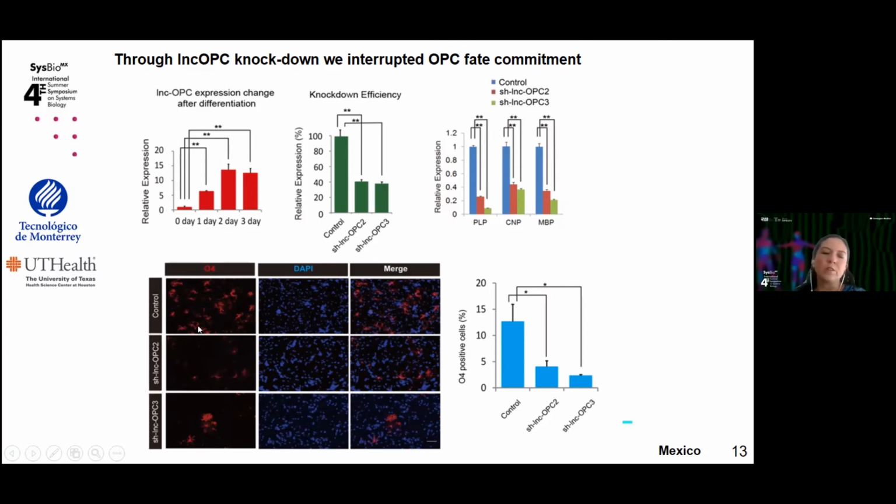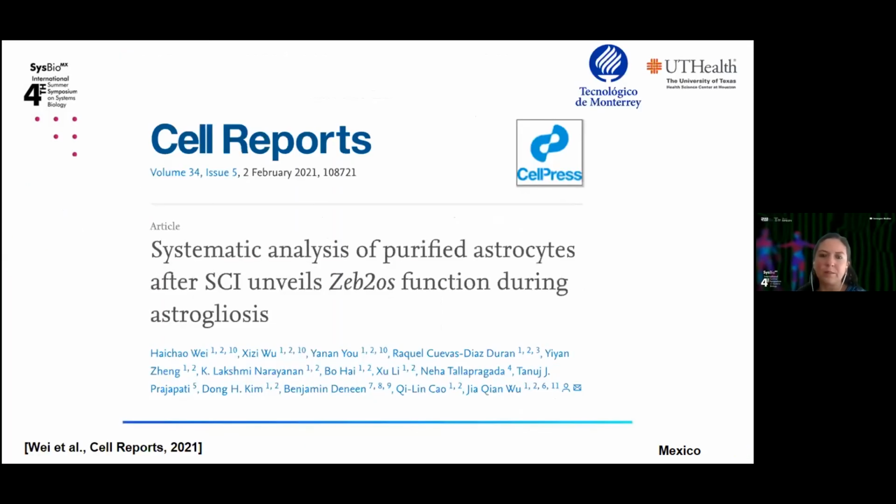O2 is also a marker of oligodendrocytes. So you see in these images, there's the differentiation. By knocking down lncOPC, the differentiation stops. So that validated our hypothesis, and that's why lncOPC has a high importance in the differentiation to oligodendrocytes.